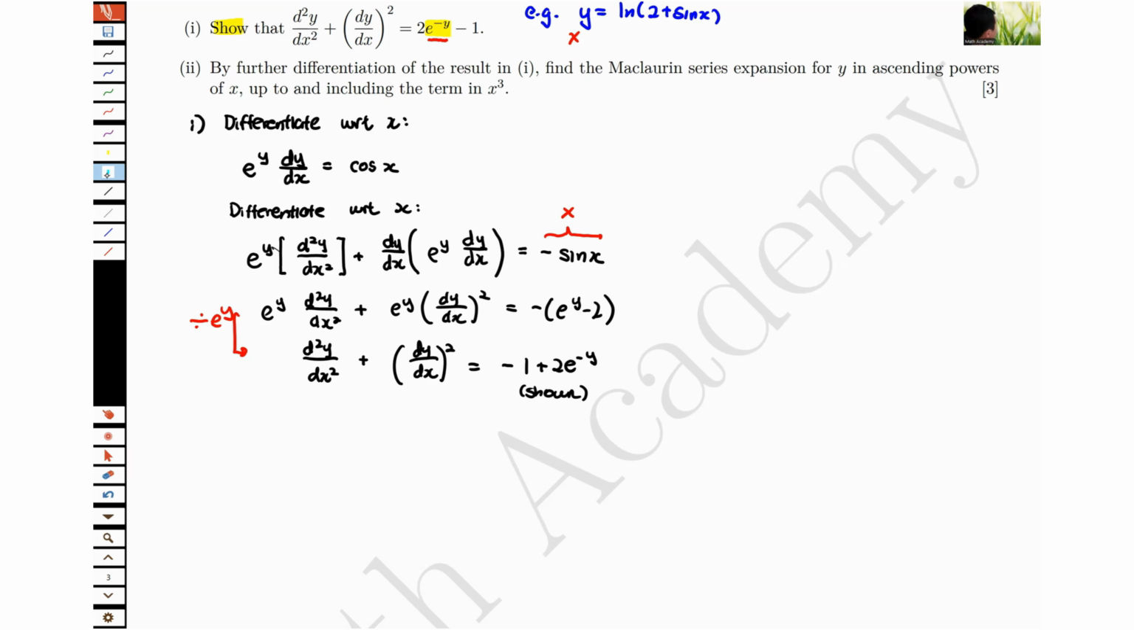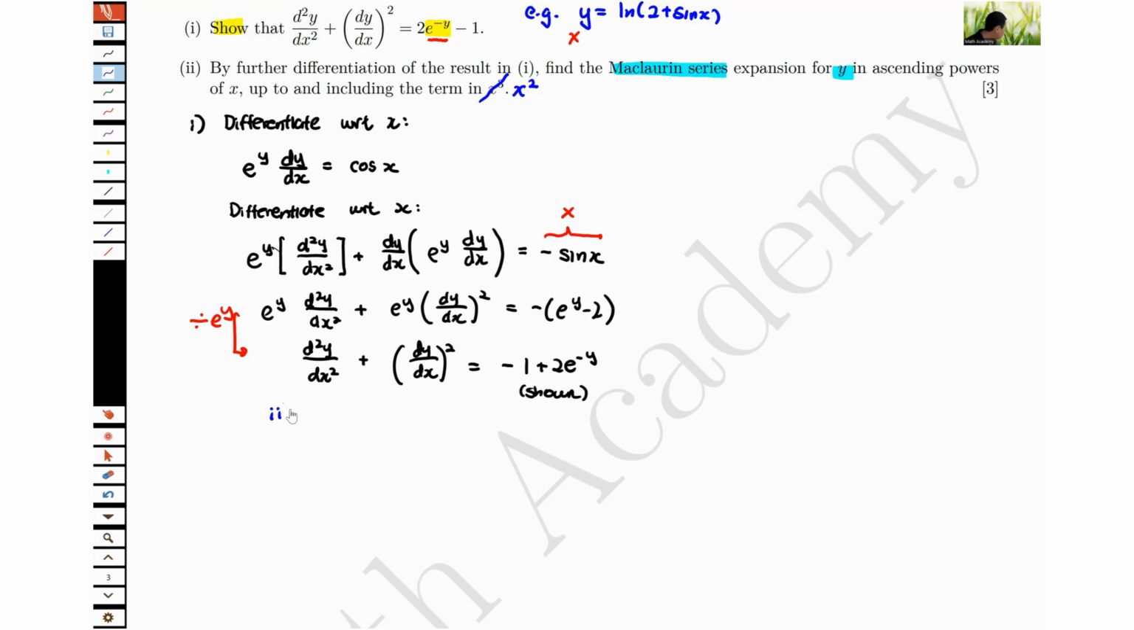In part 2, which is the main thing. So they are now saying, can you further differentiate the result? Let's get this thing called the Maclaurin series expansion for y up to the term in x cubed. Now, can I change the problem a little bit? Can I just go for x squared so that we can just get the understanding of the concept quickly if we do less terms. Okay, what do they mean by Maclaurin series? What are you supposed to apply?